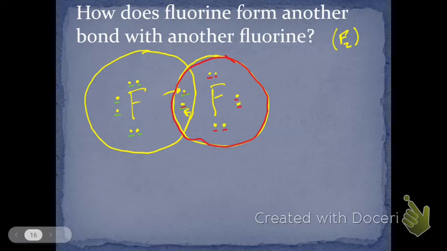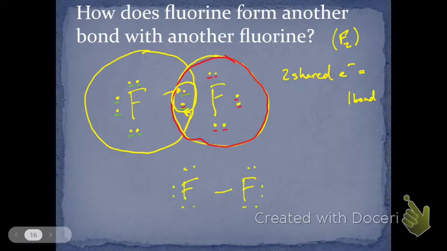And so the way we draw this, a shared pair of electrons is what we call a bond, a single bond. So 2 shared electrons equals 1 bond. If there's 1 bond, it would be a single bond. So here we have fluorine, 1, 2, 3, 4, 5, 6. So this is what it would look like. And this line is a bond, which is really a pair of shared electrons. Hopefully that makes sense.